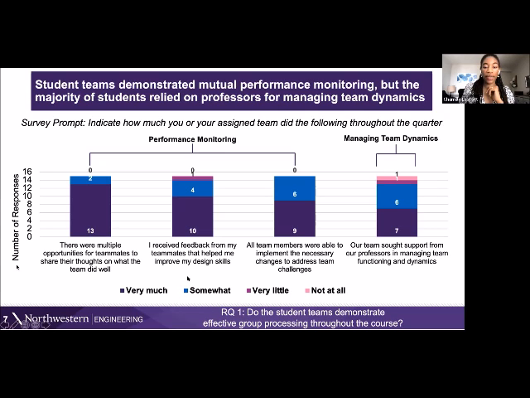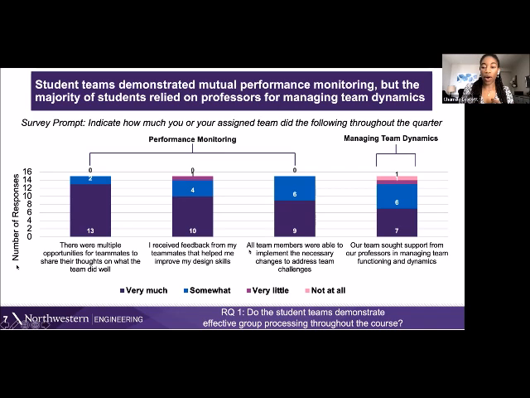And then I received feedback from my teammates that helped improve my design skills. You see the majority of the students say that this happened very much, and then a smaller group said this happened at least somewhat, which is great because that means that mutual performance monitoring is happening. They are giving feedback to each other.